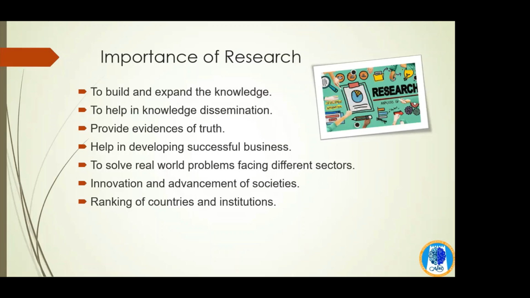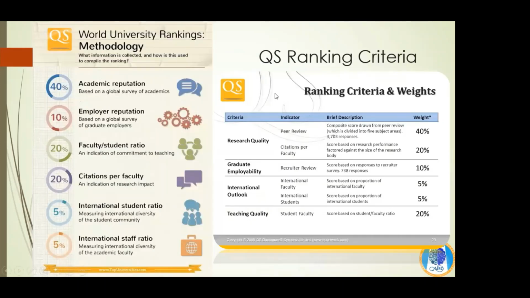Nowadays, the performance of universities is also measured and evaluated by university ranking companies such as QS or THE, like Shanghai. Let me go through this example from QS. The QS ranking is based mainly on academic reputation, which takes 40%, employer reputation, which takes 10%, faculty student ratio, which is 20%, and citations per faculty, which is a research outcome.